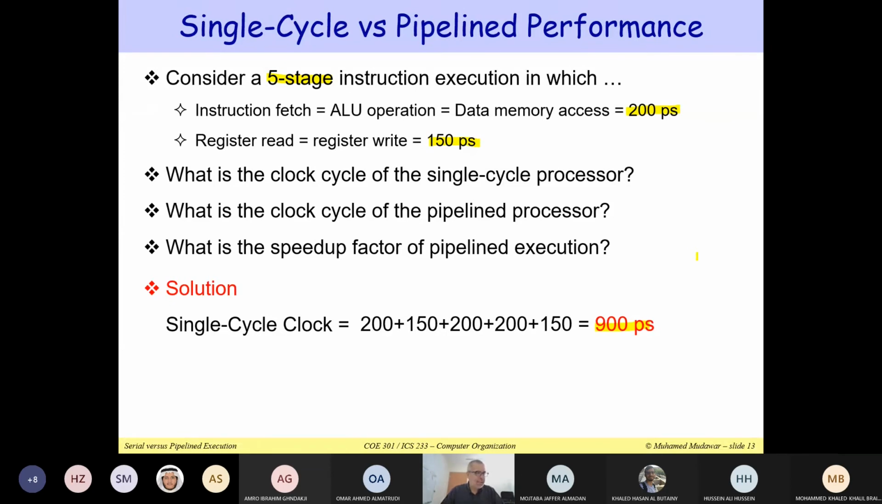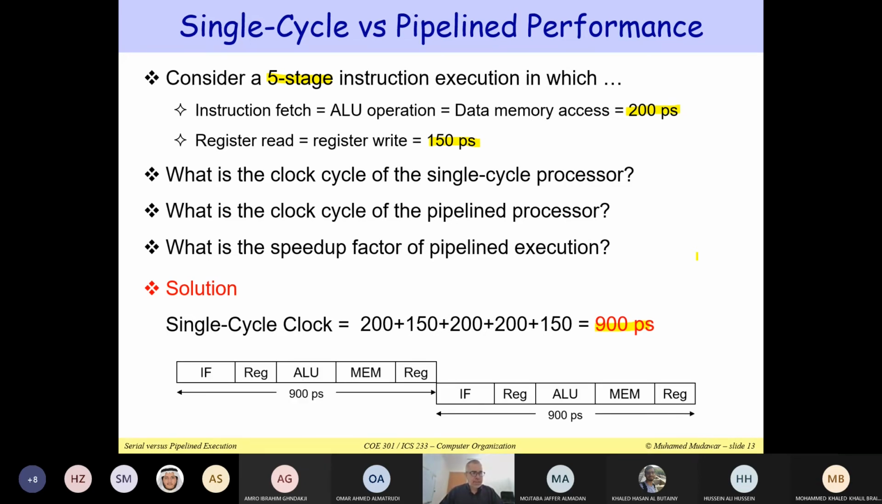Of course, we can increase it to have a small margin, but that's actually the slowest. This is as a minimum. We need 900 picoseconds. We cannot reduce it below that because we have to take into account the delay of the longest instruction in the data path. So that will be 900 picoseconds.